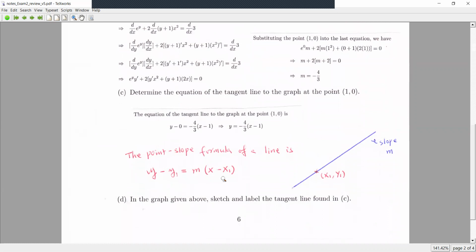This is the point slope formula of a line. By this formula, y minus y1, y1 now is 0, is equal to slope. Slope is negative 4/3, parenthesis x minus x1. x1 is 1, the x coordinate of this point. Now, simplify this equation, then this is the answer to part C.